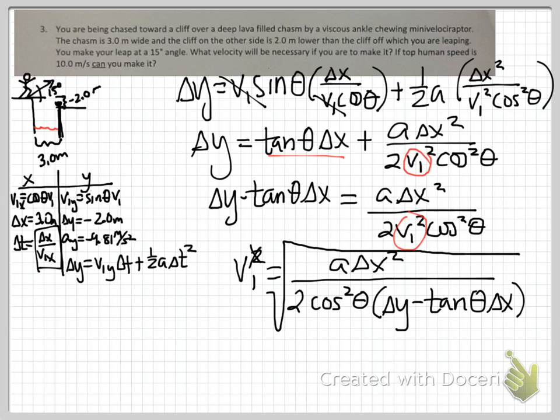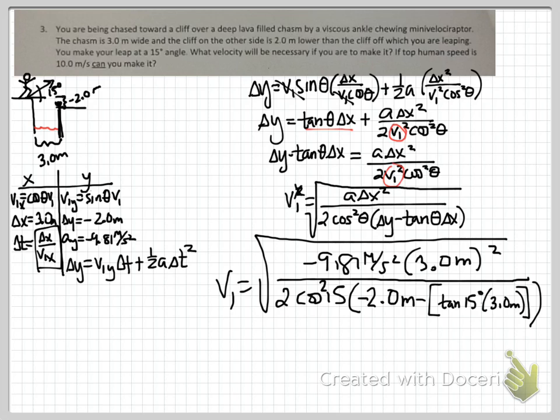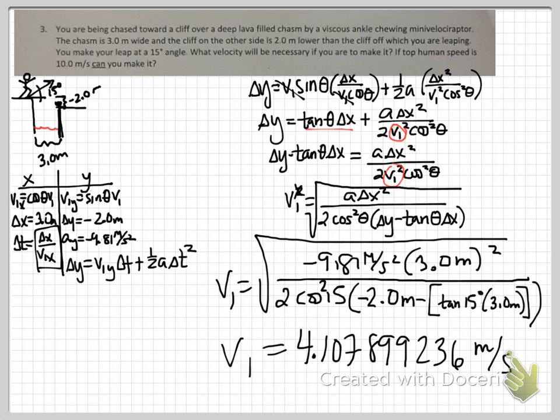Alright, we're ready to plug in our values and get a raw answer. Okay, that's a lot of nested functions, so it's a good place to be really super careful with your calculator entry. Okay, we get a raw answer for Vi of 4.107899236 meters per second. When we sig fig that, we get a Vi of 4.1 meters per second. So yes, you can make it, and you can make it with speed to spare.